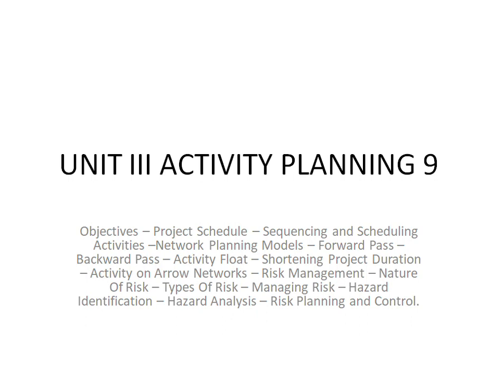Good morning. Today we're discussing Unit 3, activity planning: objectives and project schedule, sequencing and scheduling activities, network planning models, forward pass and backward pass, activity float and shortening project duration, activity-on-node networks, risk management, nature of risk, types of risk and managing risks, hazard identification, hazard analysis, and risk planning and control. These are the topics you will discuss in Unit 3, activity planning.